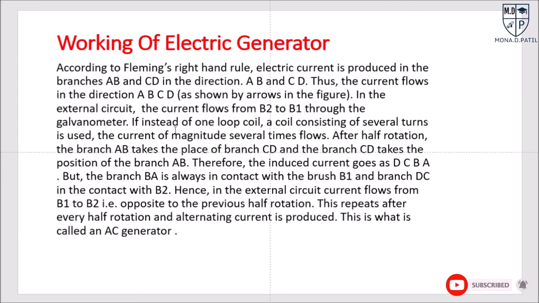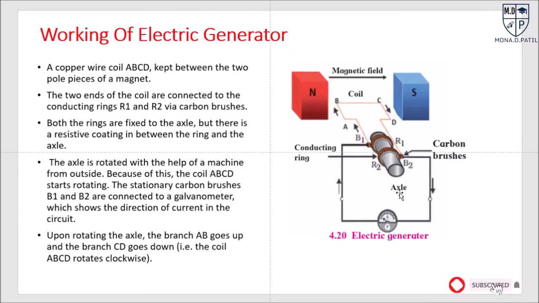After half rotation, the branch AB takes the place of branch CD and the branch CD takes the position of branch AB. Therefore, the induced current goes as DC to BA. But the branch BA is always in contact with the brush B1 and branch DC is in contact with B2. Hence, in the external circuit current flows from B1 to B2. Okay. Here B1 to B2. It will flow like this. Here they have shown the direction also.